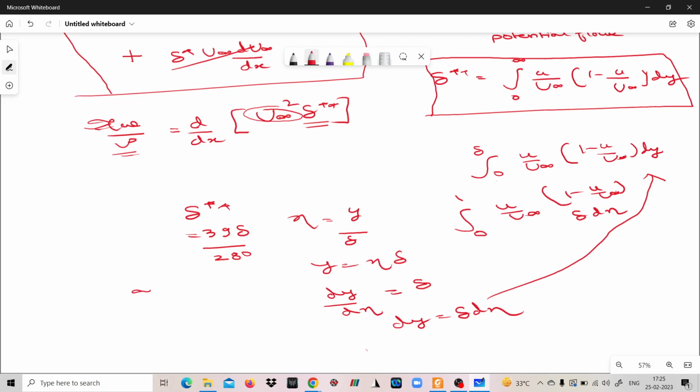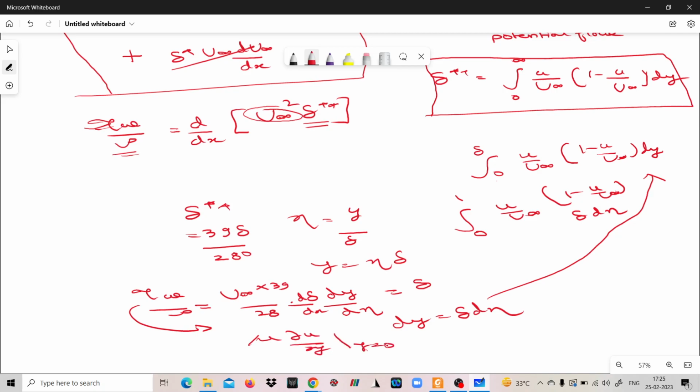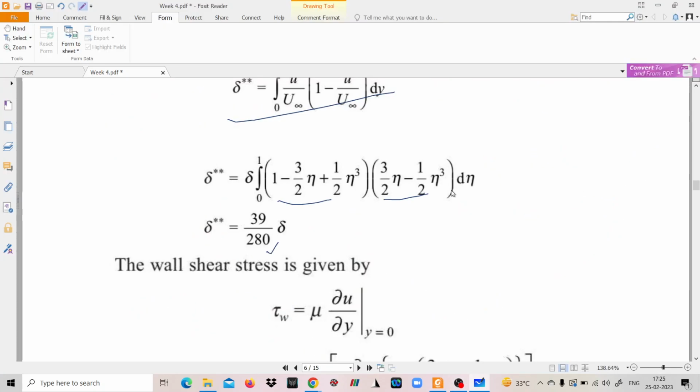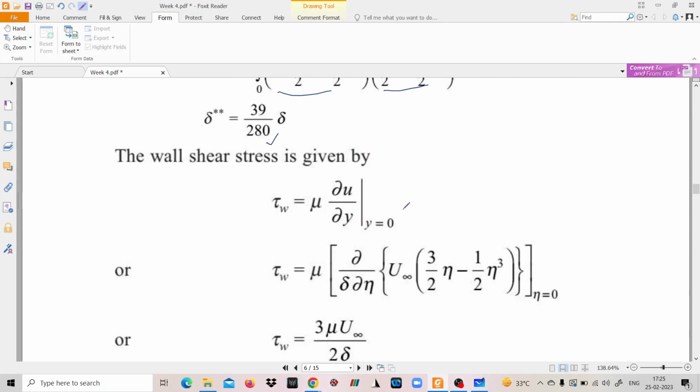So tau w by rho is equal to u infinity square will come out, then delta star star will come out, and you will be only left with d delta by dx. Okay, but what is tau w? Tau w is mu del u by del y at y equal to 0. So that also you can find. Okay, so you have all the necessary information.